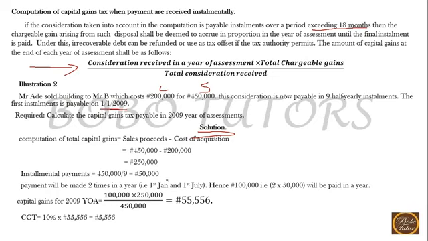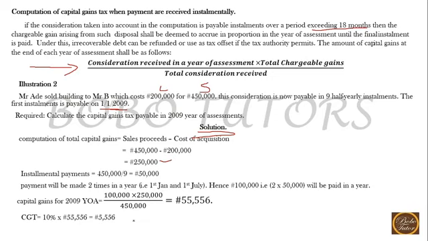So definitely he's going to pay one in January and the next one will be 1st of July. Definitely 100,000 will be received by Mr. Ade in 2009. So now let's use the formula. Consideration received in a year of assessment times chargeable gains all over total consideration received. That is 100,000, which is the consideration received in a year of assessment, times 250,000, that is the capital gains, then the 450,000, the total sales proceeds. Are you getting it now? This gives us 55,560. So 10% of such will give us 5,560.